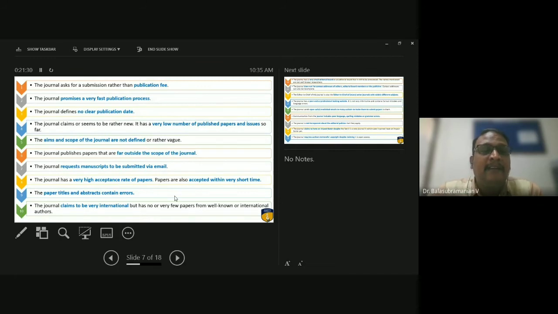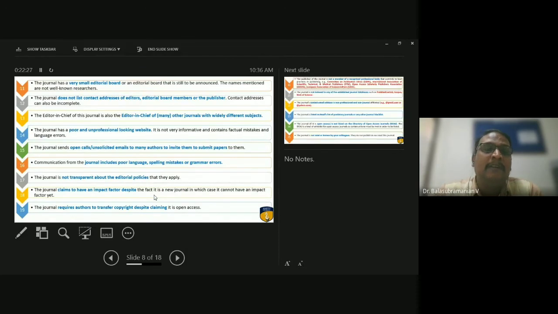Then you can see a very high acceptance rate of papers. They will accept immediately, even 5 papers if you submit 5, but they will ask for money. Acceptance within a short time is a big crime in publication, because it indicates they never went for peer review of your manuscript. You can also see many published articles whose titles or abstracts contain many errors. They never check; they just upload to the website, and they claim international standard.